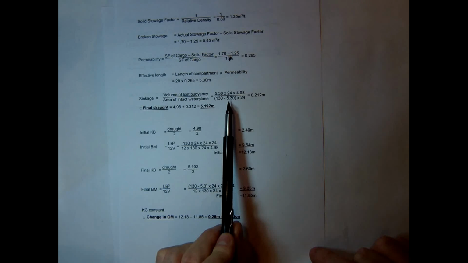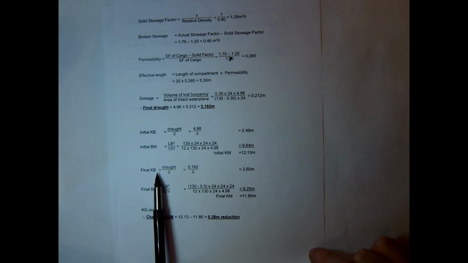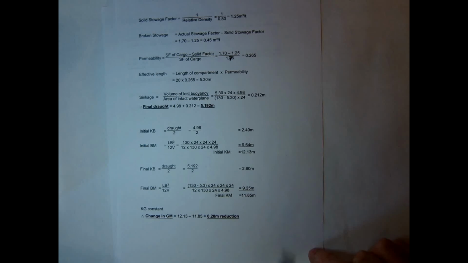So just be careful there, making sure you use the right effective length there, and also do the same here. Incidentally, if you did use the volume moments to get the KB, you'd get the same answer, 2.6. You don't need to use it, very straightforward, you just divide the draft by 2.